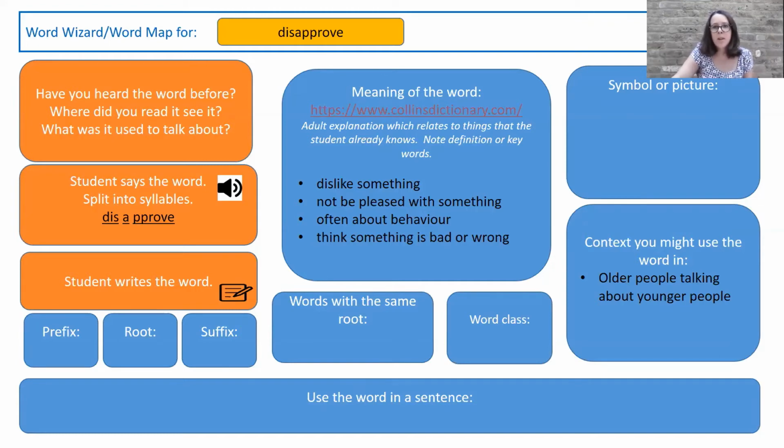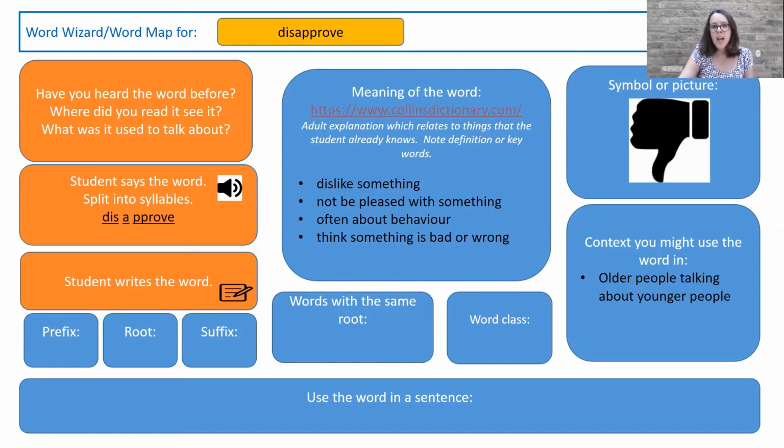Other examples might be drink driving, all sorts of things that you disapprove of. So it's good to think of your own example and encourage students to think of things that maybe they disapprove of at this point.